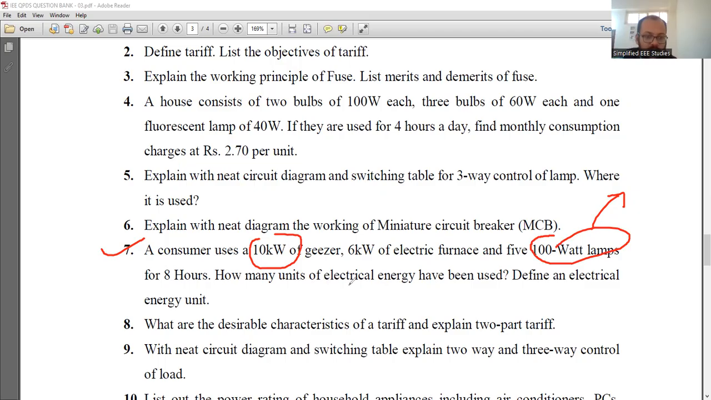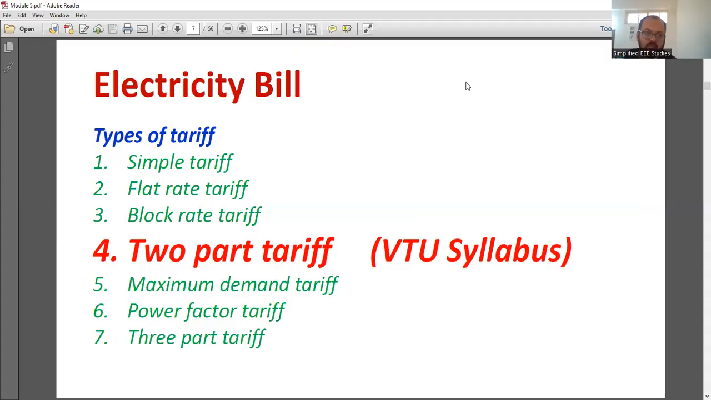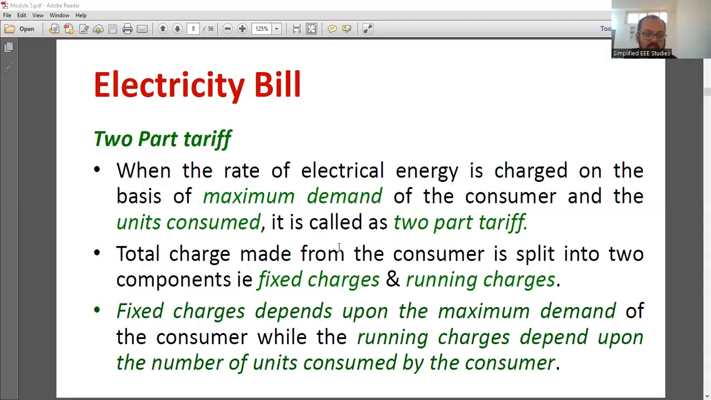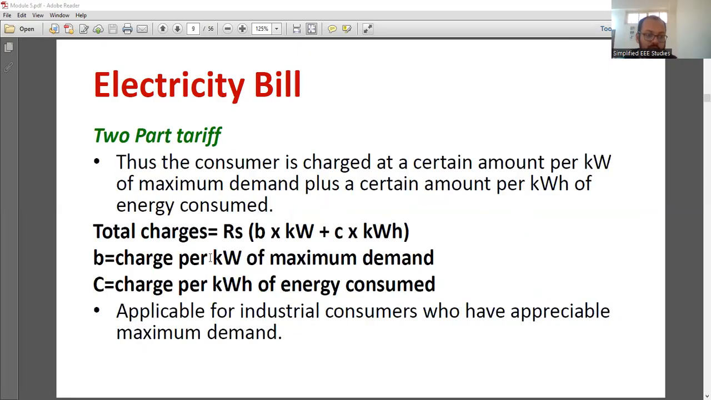Then define the unit. What is the commercial unit of electrical energy? It is also known as kilowatt hour, or it is called a unit. Commercial unit. Similarly, what are the desirable characteristics of tariff and a two-part tariff? That is also important. I will let you know how to answer. The two-part tariff you have to focus on. Two-part tariff comprises two segments. One is called fixed charges, other one is called running charges. Fixed charges depend on the maximum demand, and the running charge depends on how many units are consumed.